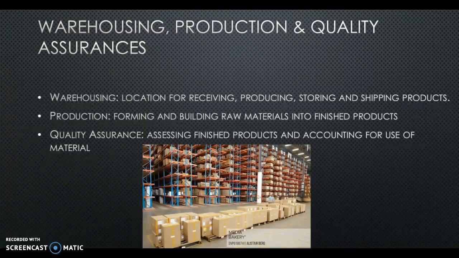So the production is forming and building raw materials into a finished product. Again, it's like baking a cake. You throw this material with this material, and eventually, at the end of your process, you've created a finished product. And the quality assurance is assessing finished products and accounting for the use of these materials.